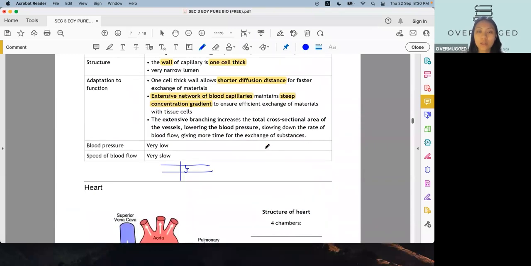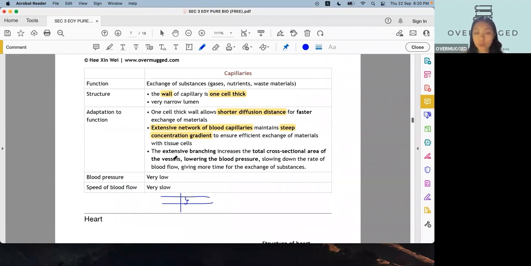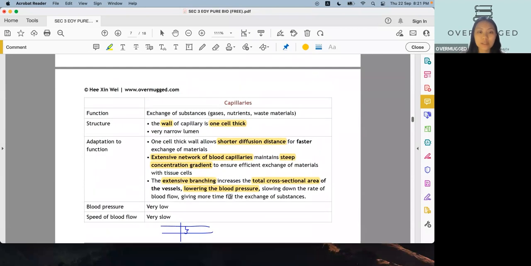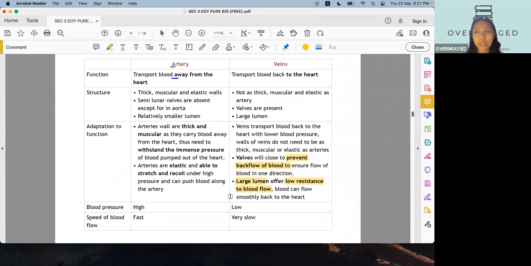Because of that, it lowers the blood pressure, and it also slows down the blood flow. And that is very good, because imagine if blood flows through the lung or the small intestine really quickly, then there is no time for diffusion or active transport, for the exchange of substances. So we need full time to make sure our blood is oxygenated at the lung, right? We need all the time that the lung can get to get all the oxygen in and remove all the carbon dioxide. So this extensive branching increases cross-sectional area, then lowers the blood pressure and slows down blood flow. Therefore the blood pressure in capillaries is very low and the speed of blood flow is very slow as well. So that is the difference between this, artery and vein.